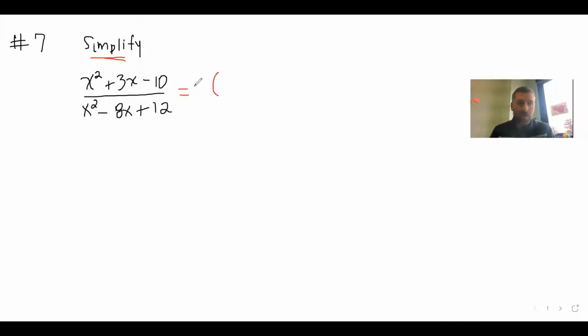So let's think about factors of 10. I've got 1 and 10. I've got 2 and 5. That's it. So it's one of those. Well, 2 and 5 gives me 3 as long as the 2 is negative and the 5 is positive. That also gives me negative 10. So here we go. We're going to put this as x minus 2, x plus 5.